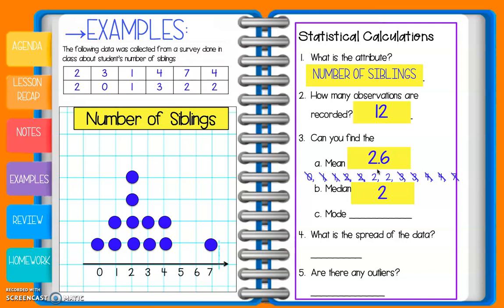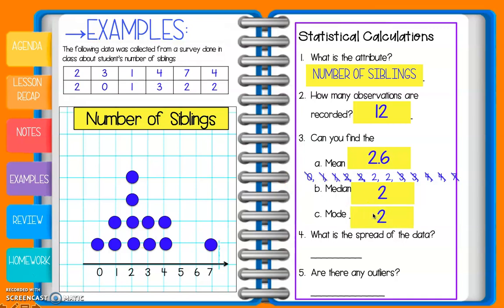Now, the mode is asking us for which one occurs the most. On a dot plot, the one that occurs the most has the tallest number of dots. It's not 7. That is the highest number, it's the maximum, but it's not the mode. It's not the one that occurs the most. The one that occurs the most is 2, has the most dots, so the mode is 2.